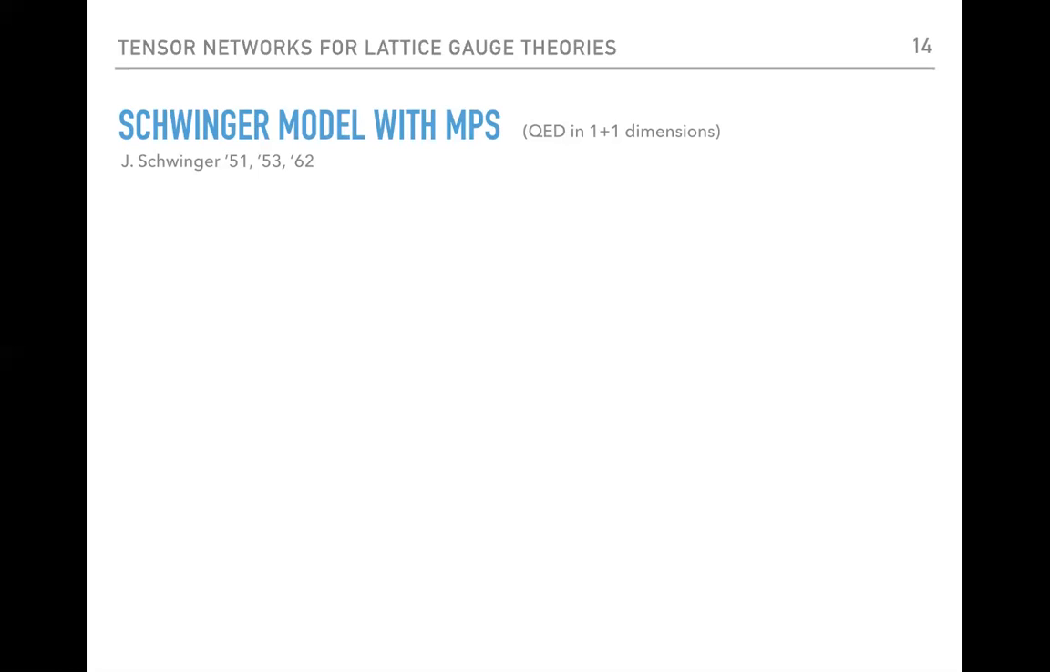So now I would like to talk a little bit about the one gauge theory that you can study with tensor networks, and people actually did, which is the Schwinger model. And well, basically this is QED in 1+1 dimensions.